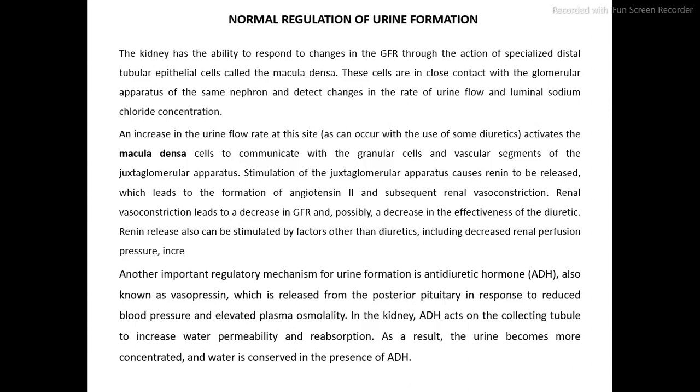What are the macula densa cells? जो भी है, तो मैक्यूला डेंसा सेल्स का काम क्या है? That is, they detect the disturbance in the glomerular filtration rate. वो और क्या डिटेक्ट करते हैं? They also detect the rate of urine flow and also they detect the luminal sodium chloride concentration.